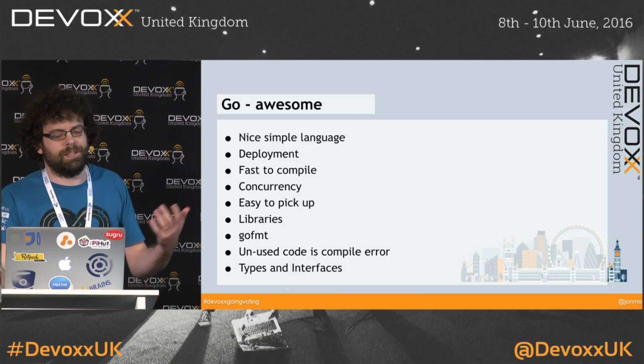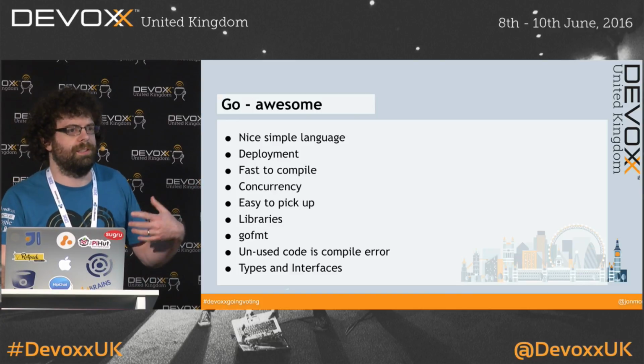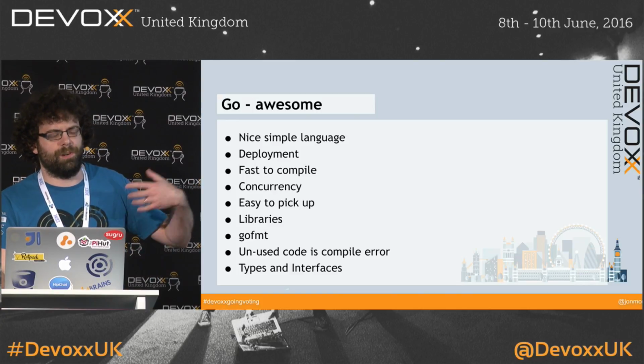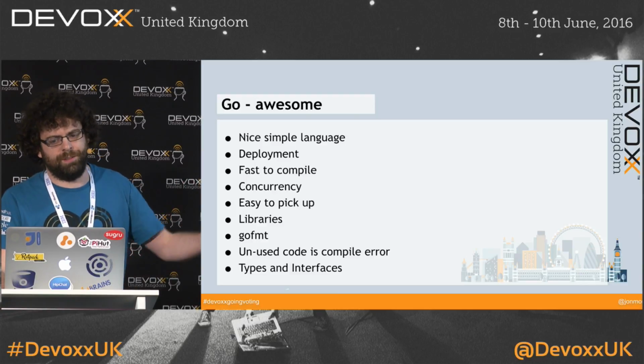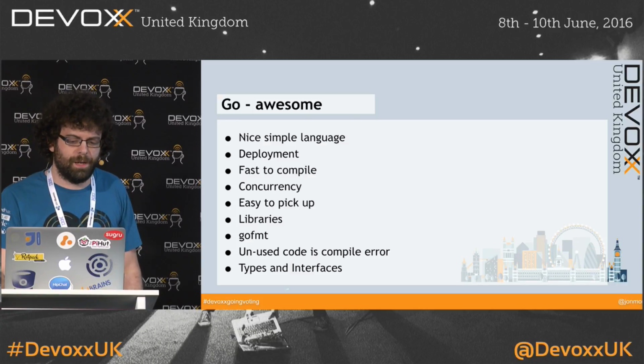And it's got types and interfaces, and the type system is very simple. It kind of favors composition over inheritance. So there's only ever a single level of inheritance and things like that.